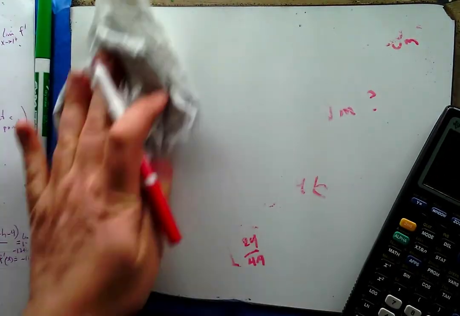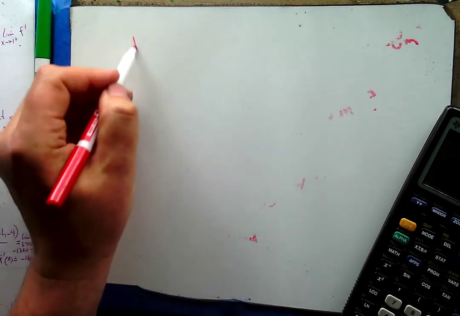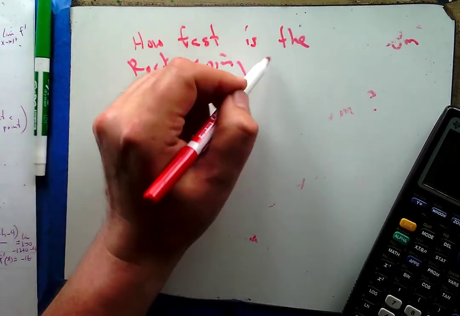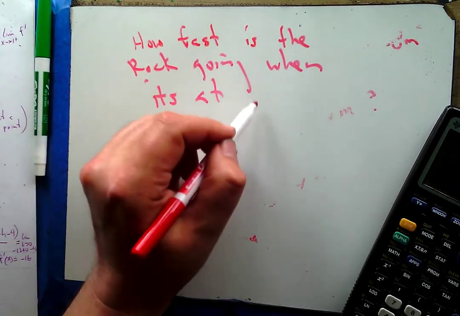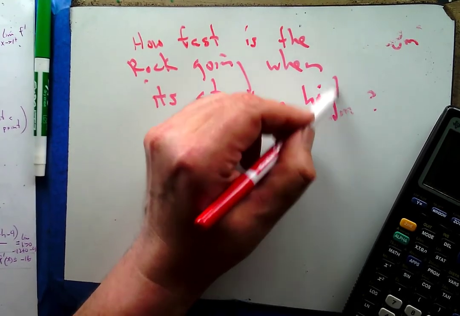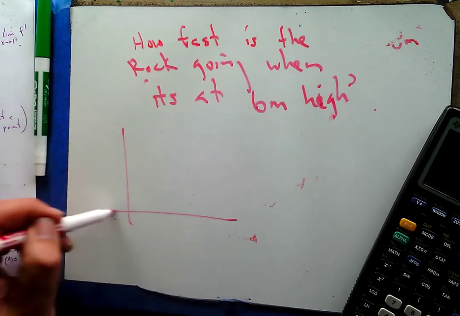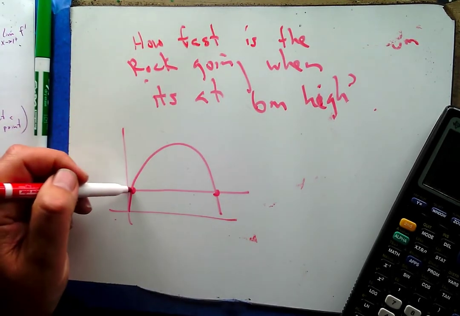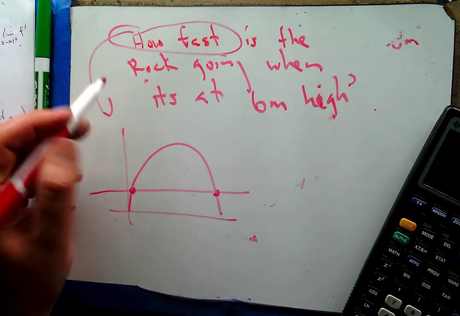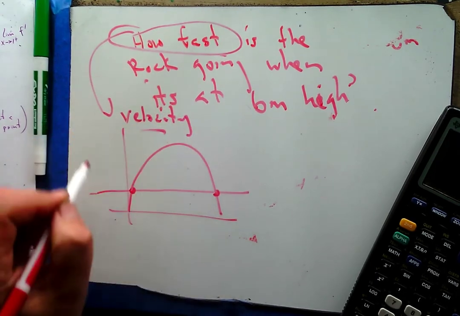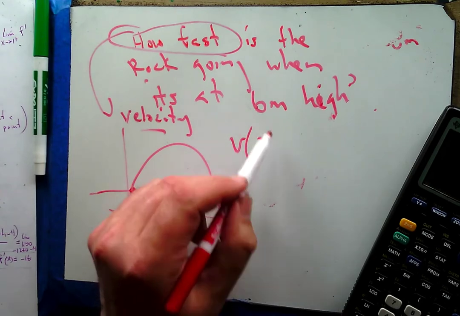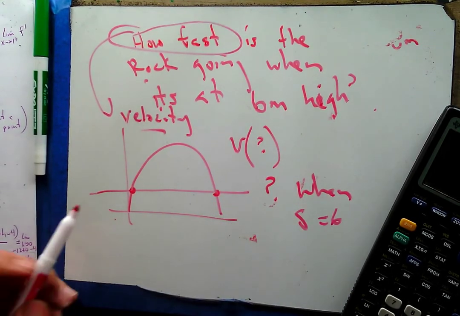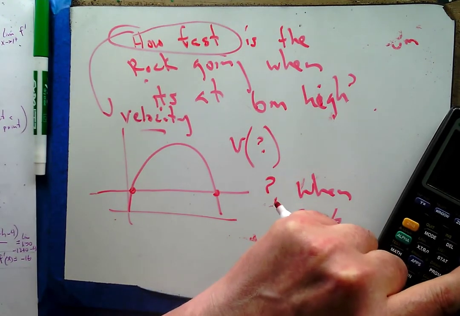Okay. And what's the next question? How fast is the rock going when it's at 6 meters high? Well, so I saw before a position function, 6 feet high, and what I'm wondering about is, how fast is the rock going? Well, how fast is actually asking me about velocity. So I'm looking for v, and I don't know the time. So first I have to find the time when s equals 6. So let's find the time when s equals 6 by graphing on our calculator.